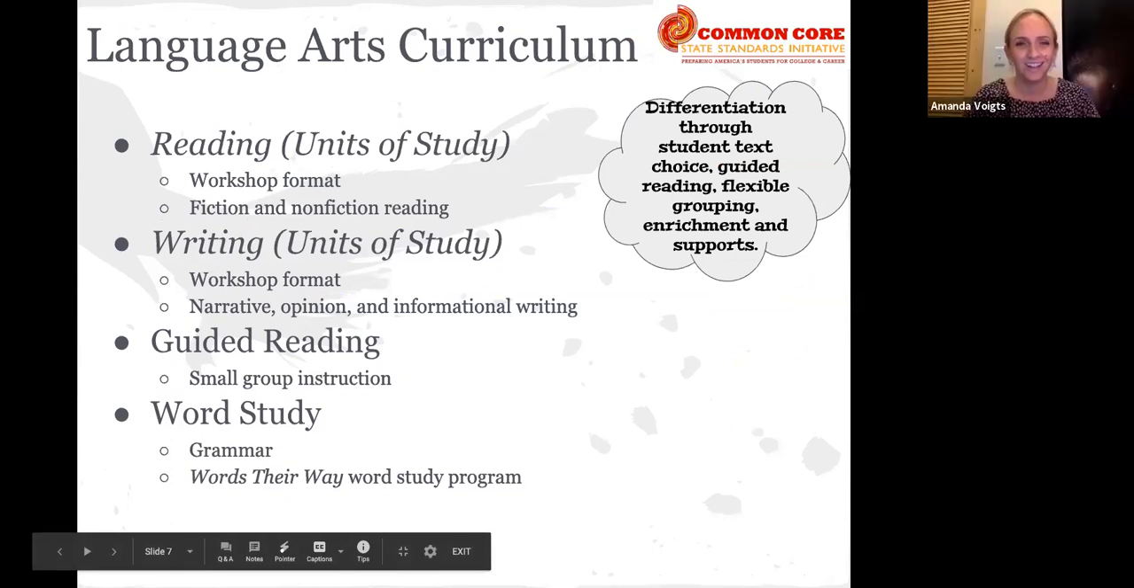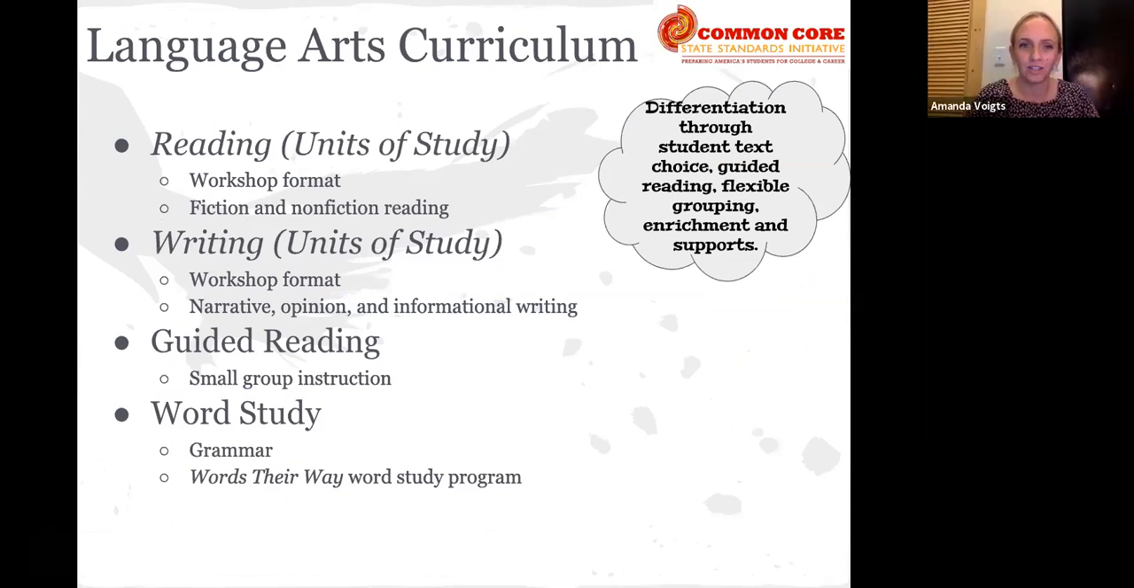Good evening. Our language arts curriculum, so reading, writing, and word study, will be following our units of study through Lucy Calkins in the workshop format. The workshop format has 5 predictable parts: the mini lesson, then independent work or application of the objective for the day. During independent work, teachers are conferring with individual students or pulling small groups.